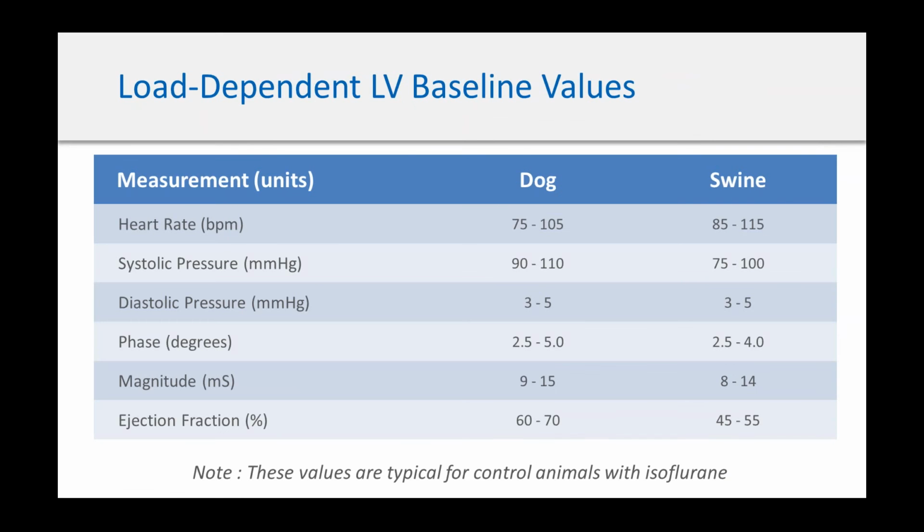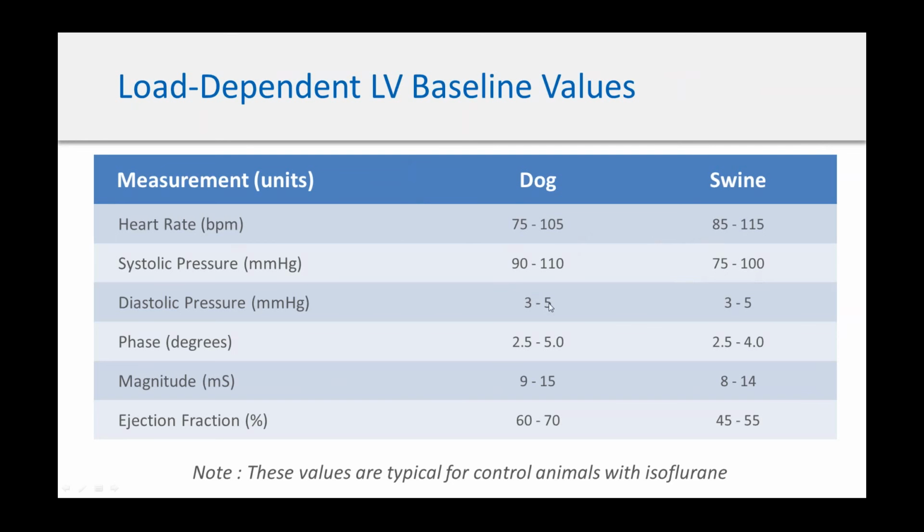Some of the typical physiologic values that we get: in dogs, we have heart rates between 75 and 105, and pigs are a little bit higher, between 85 and 115, and again, we try to shoot for the middle. In dogs, we tend to have systolic pressures between 90 and 110. Swine are a little bit lower on isoflurane at 75 to 100.